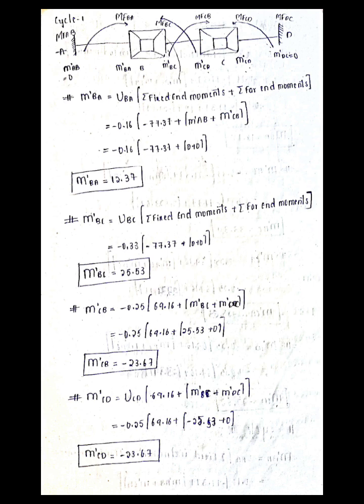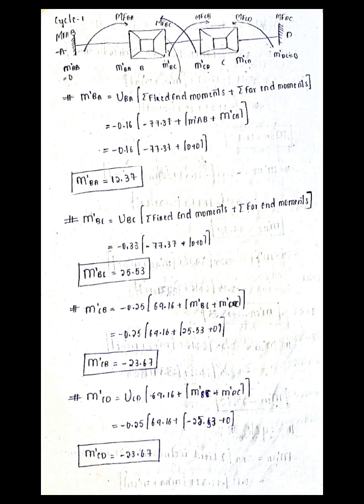Next M dash CB. So here UCB into, that means minus 0.25 into sigma fixed end moments, meaning MFCB plus MFCD, plus sigma far end moments. For C, the far end moments are M dash BC and M dash DC. Therefore M dash BC we have calculated as 25.53 above. Next M dash DC we have not, M dash DC is anyhow 0. Therefore now we got M dash CB.